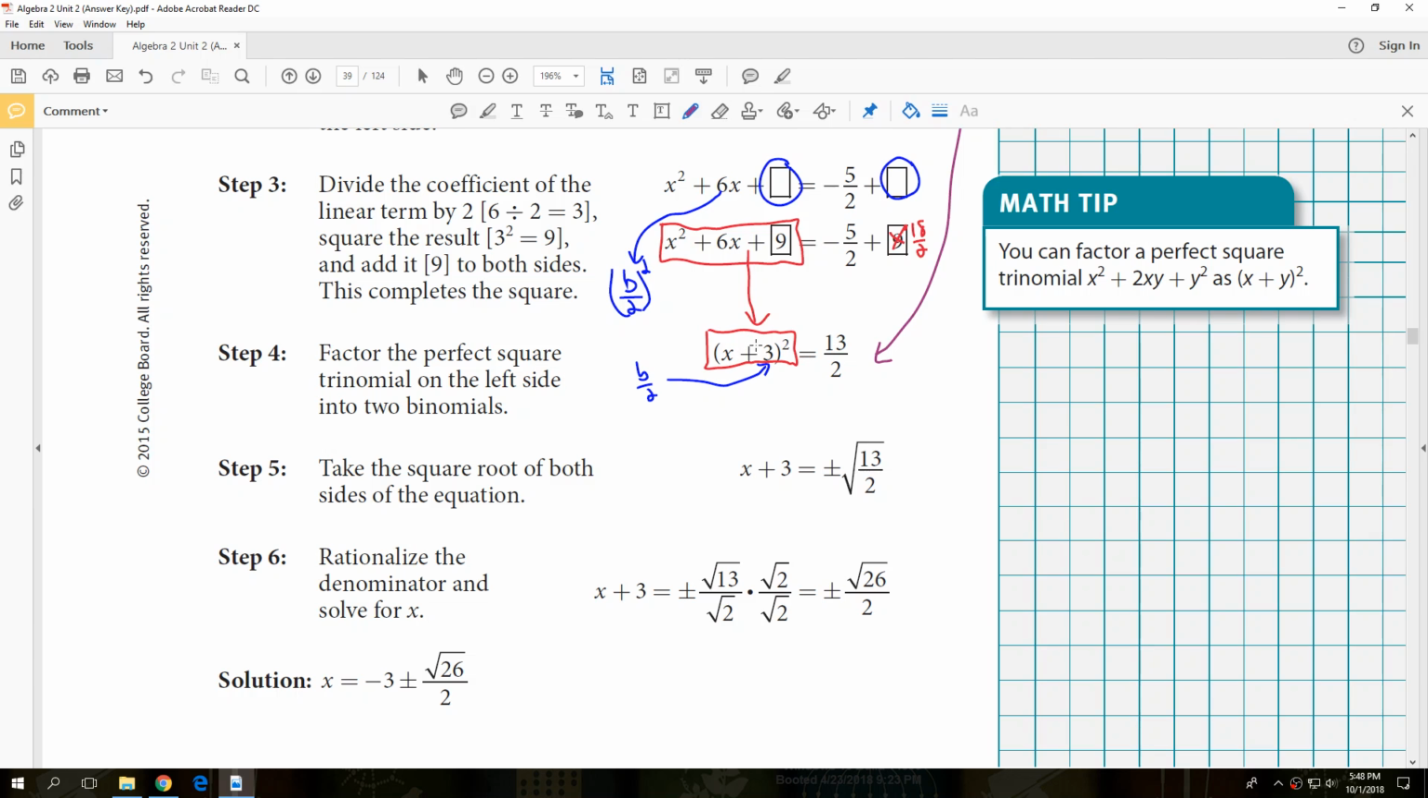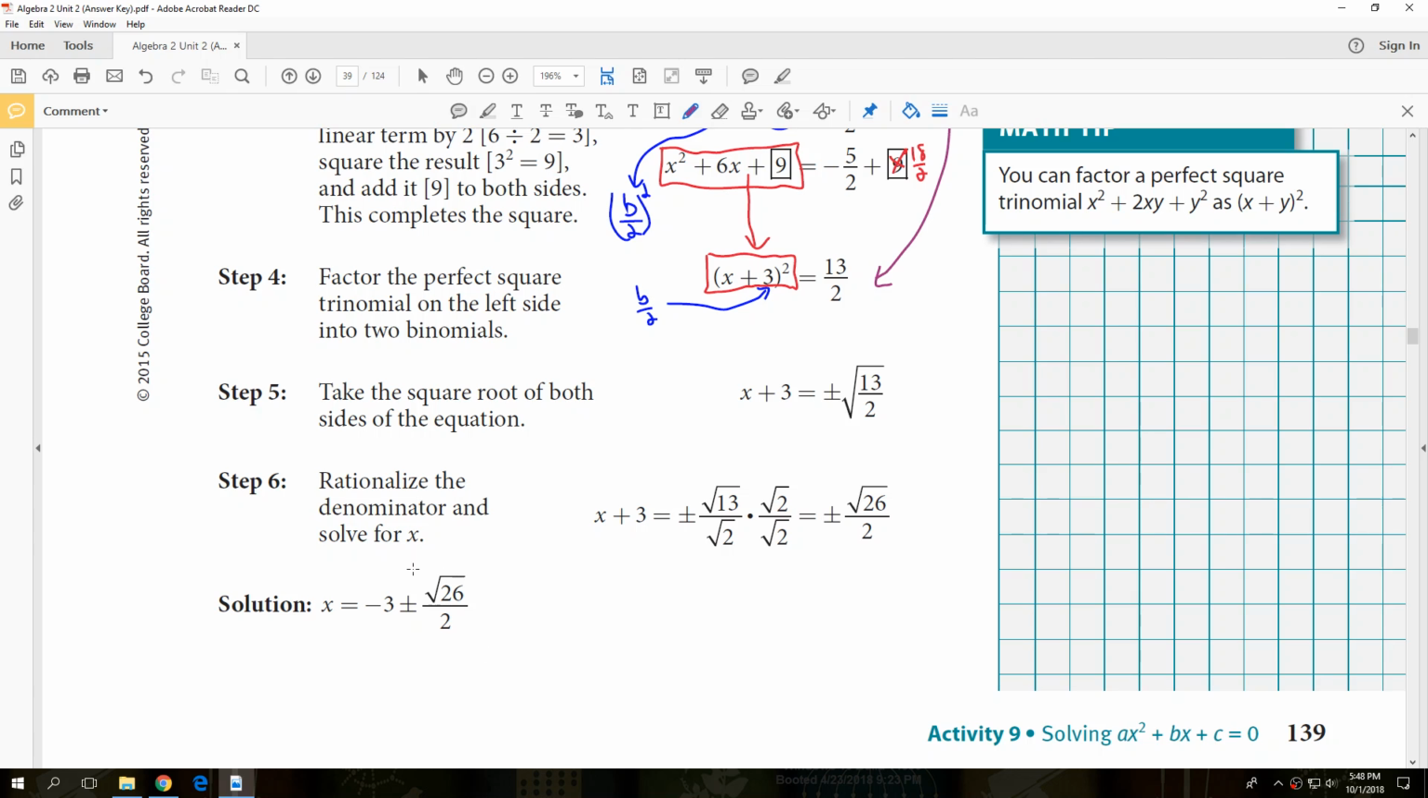All right, now that we have a square on one side, we will take the square root of both sides like we just did. So the x plus 3 will pop out, and then we have plus or minus the square root of 13 over 2. And then, first of all, the square root of 13 over 2 needs to be rationalized. So we multiply by square root of 2 over square root of 2 to get plus or minus square root of 26 over 2. And then we subtract the 3 over, getting our final solution right here: negative 3 plus or minus square root of 26 over 2. And you could check this by using the quadratic formula; it should get the exact same thing.